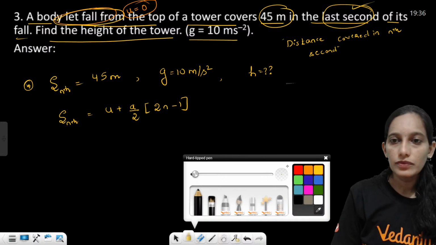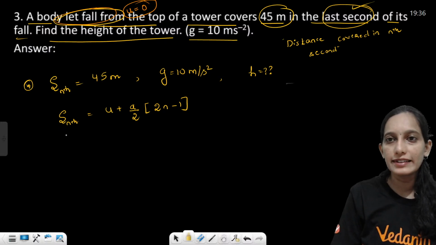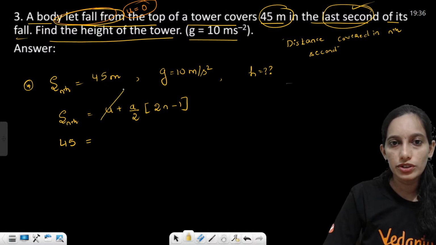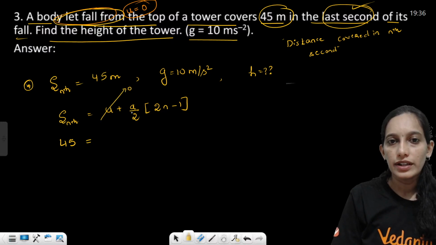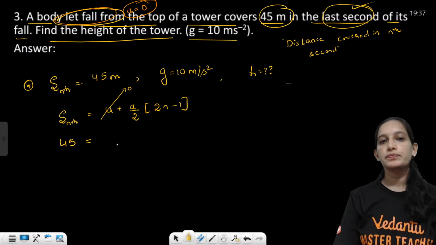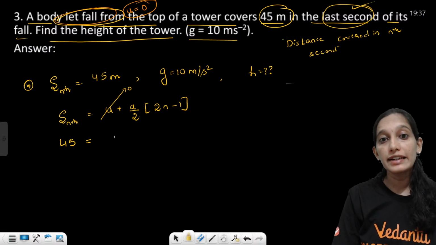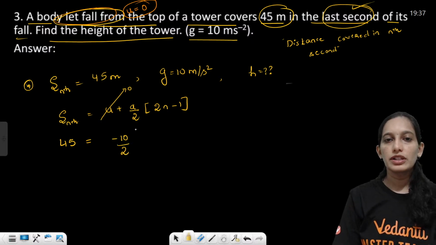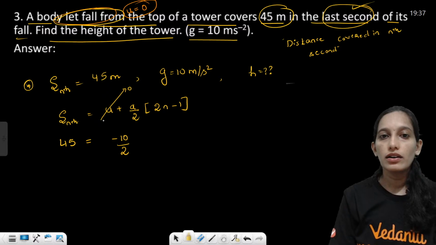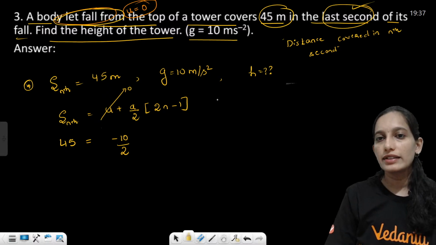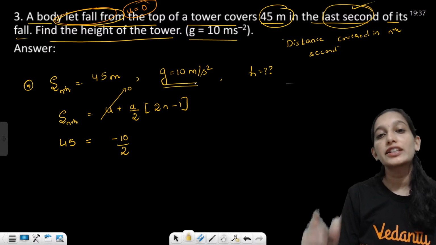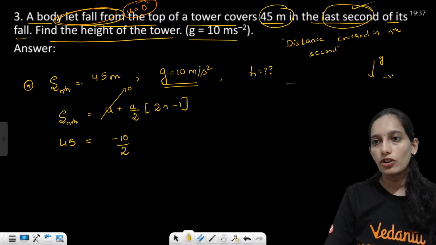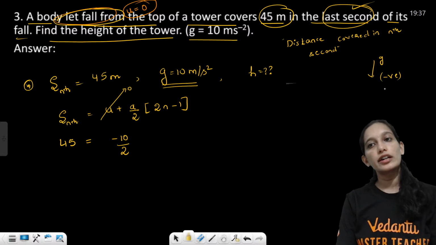Yeah, so here now what we will do, the distance is given to us, that is 45 meters is equal to, so u goes to 0. Here a, what we have to take, is minus 10, because we have g as acceleration due to gravity, magnitude-wise 10, but I have already told you g is always acting downward, and according to the sign convention I am following, I will take it as negative.